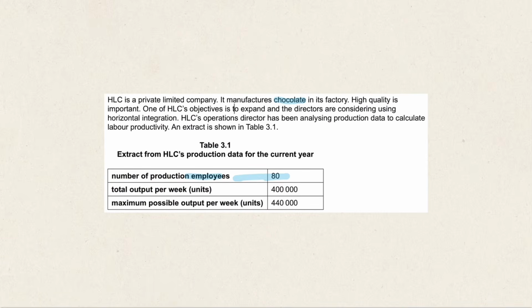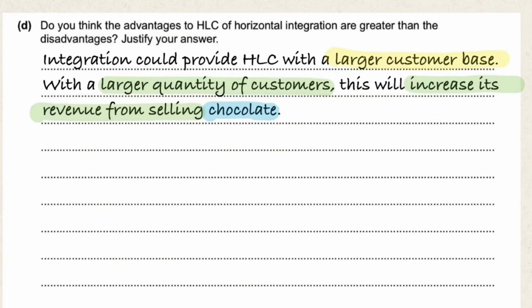And here's the case study for the next question. Here, I've highlighted chocolate and 80 employees. Do you think the advantages to HLC of horizontal integration are greater than the disadvantages? Justify your answer. Integration can provide HLC with a larger customer base. With a larger quantity of consumers, this will increase its revenue from selling chocolate. As you can see, our first knowledge point is larger consumer base, the application is chocolate, and the analysis is the direct impact of a larger consumer base, which will increase revenue and quantity of consumers.